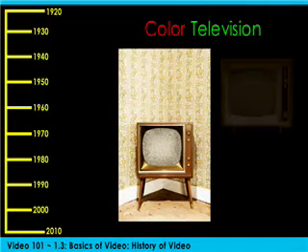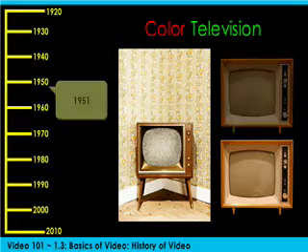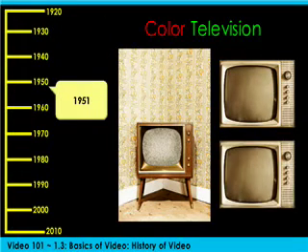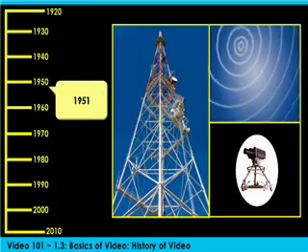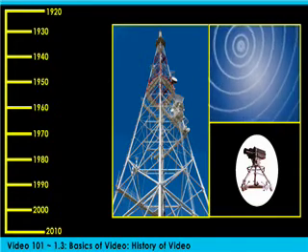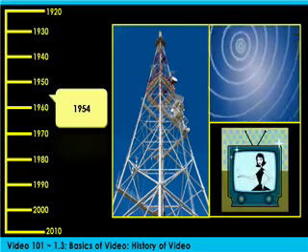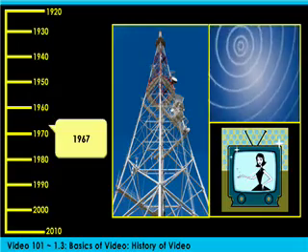Various forms of color television have been around since 1928, but it wasn't until 1951 that competing color television technologies were standardized in the U.S., and the first color television broadcast was sent to a limited number of stations. The first coast-to-coast color television broadcast in the U.S. was in 1954, and by 1967, most primetime television shows in the U.S. were being broadcast in color.